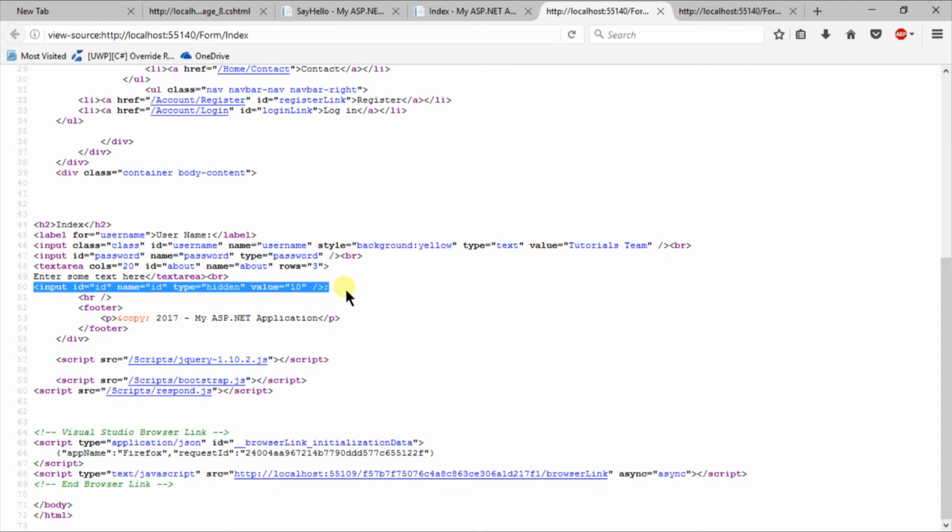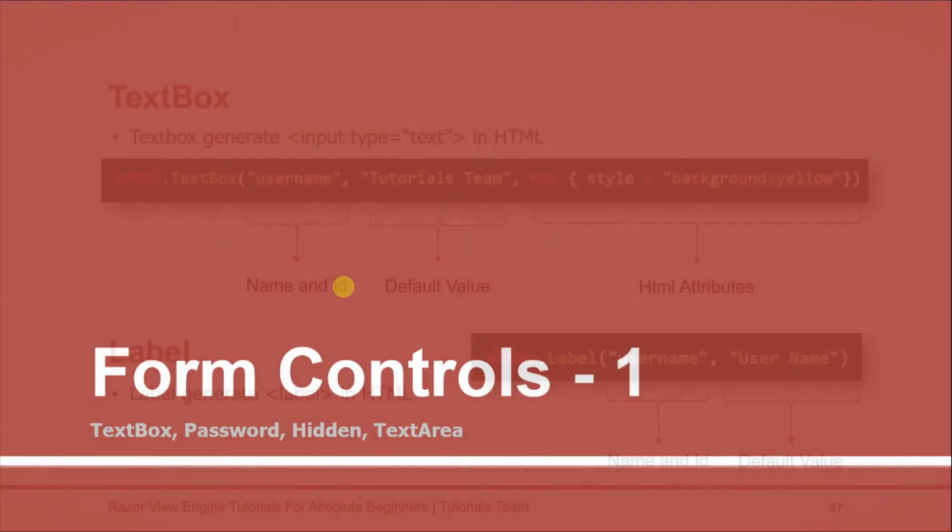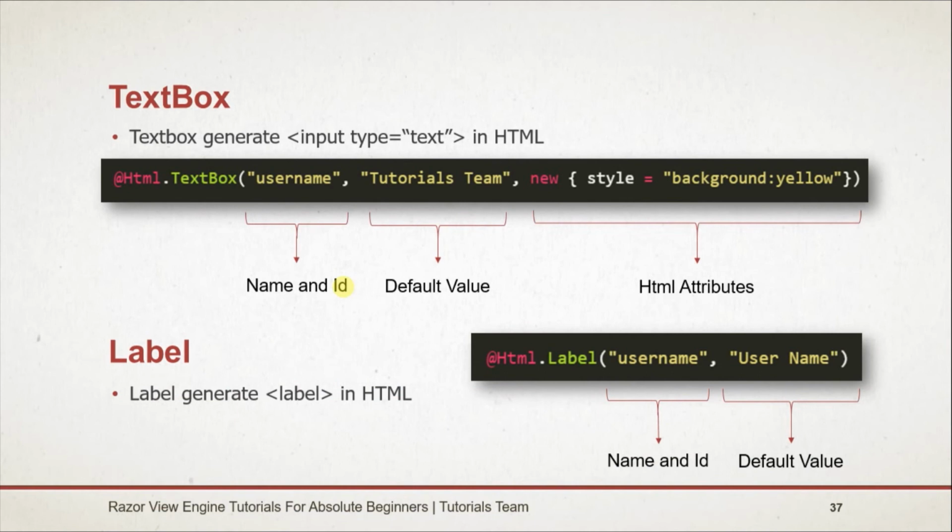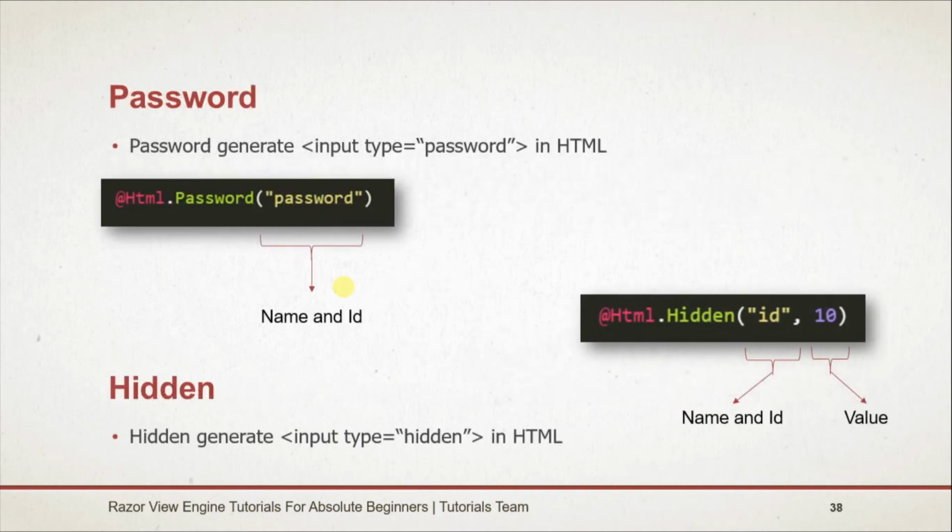Let's see what we learned in this session. The TextBox method is used to generate HTML input type text, which takes several parameters including name, default value, HTML attributes. The Label method is used to generate HTML label, which also takes some parameters including expression, title, and HTML attributes. The Password method is used to generate a password field, which takes only a name. The Hidden method is used to generate a hidden field, which takes name, default value, and HTML attributes.